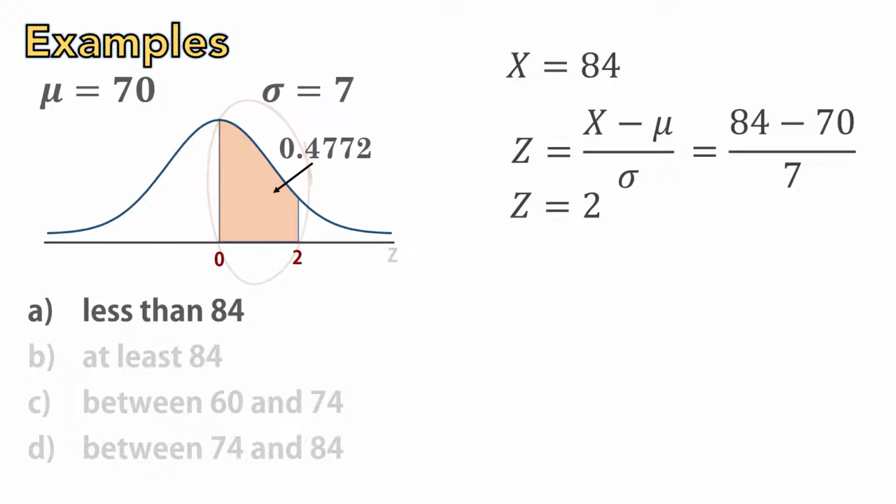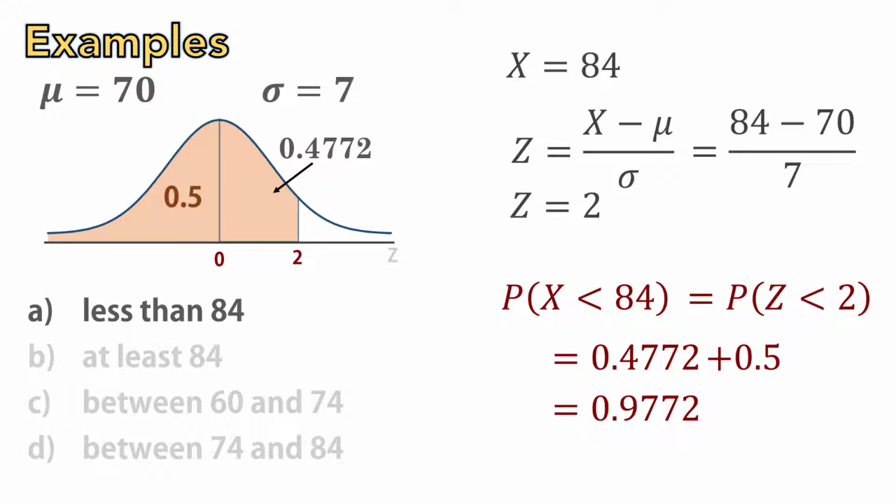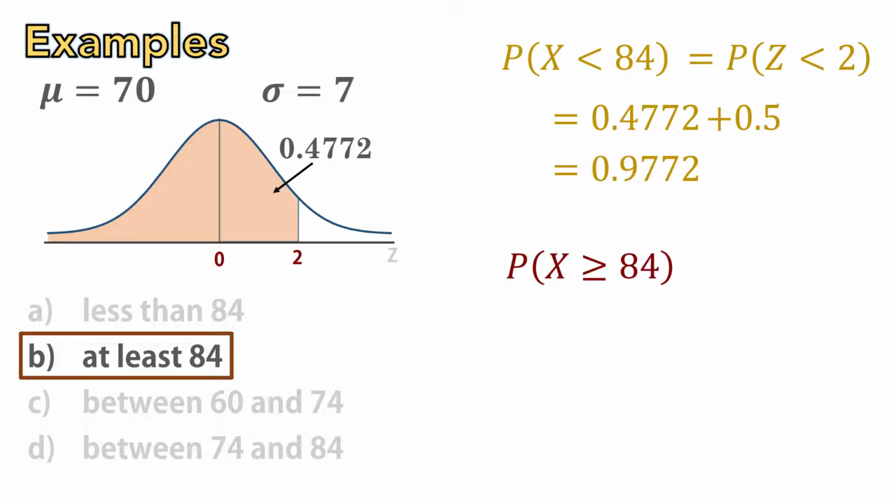However, the probability that x is less than 84 is the probability that z is less than 2, which is the total area below z equals 2. Since the area to the left of the center here is 0.5, the total area below z equals 2 is 0.4772 plus 0.5, which gives 0.9772 or 97.72%.